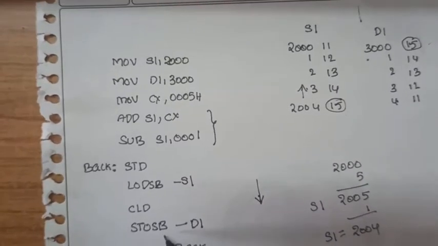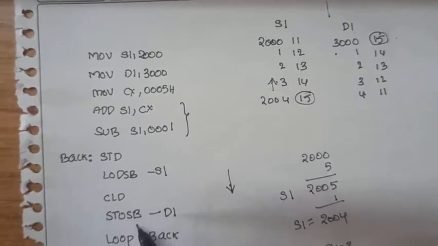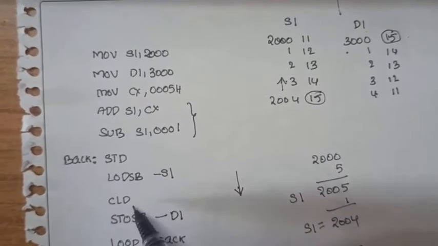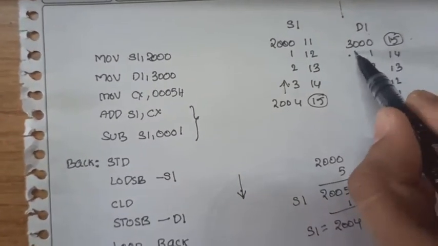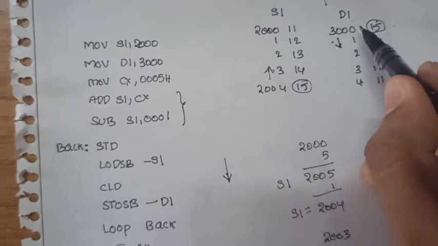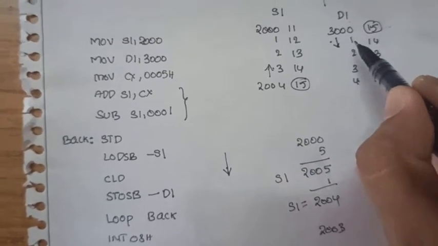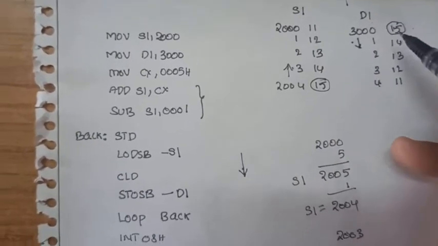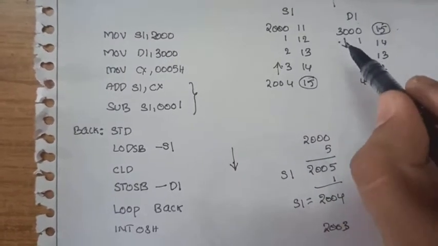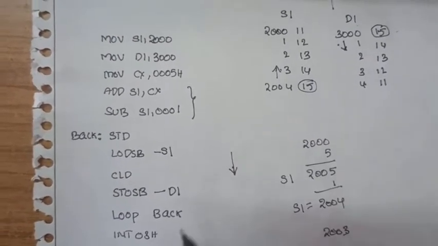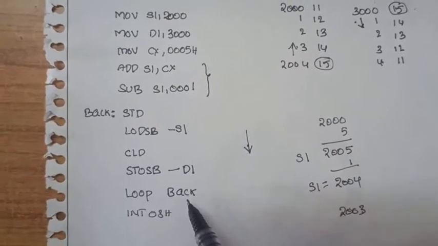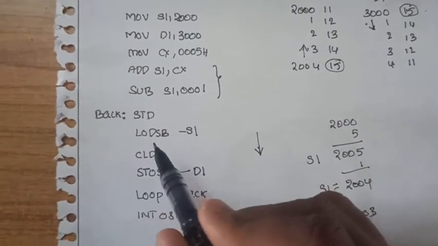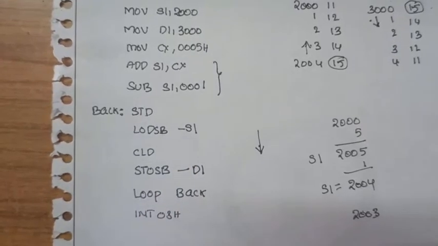Now this instruction, after executing store SB, checks the direction flag again. Here the direction flag is clear, which means it has to go for auto increment, from 3000 to 3001. So in this fashion we are going to repeat the same thing. We are giving a loop here, so the loop will execute the instructions in that loop until the count becomes 0.